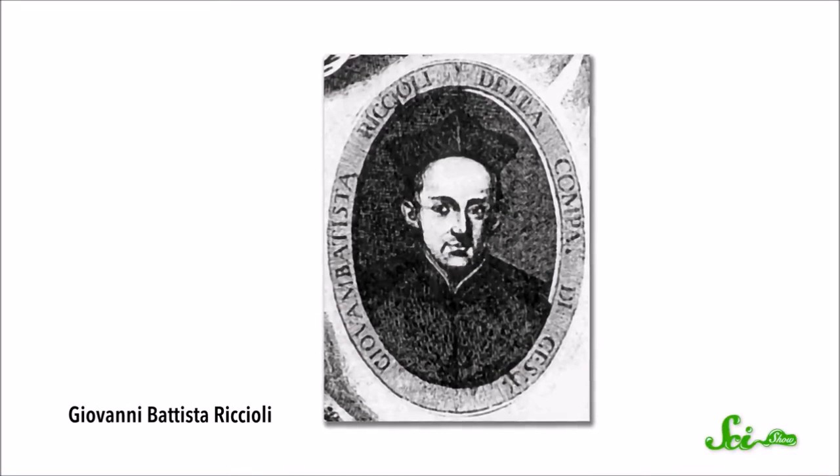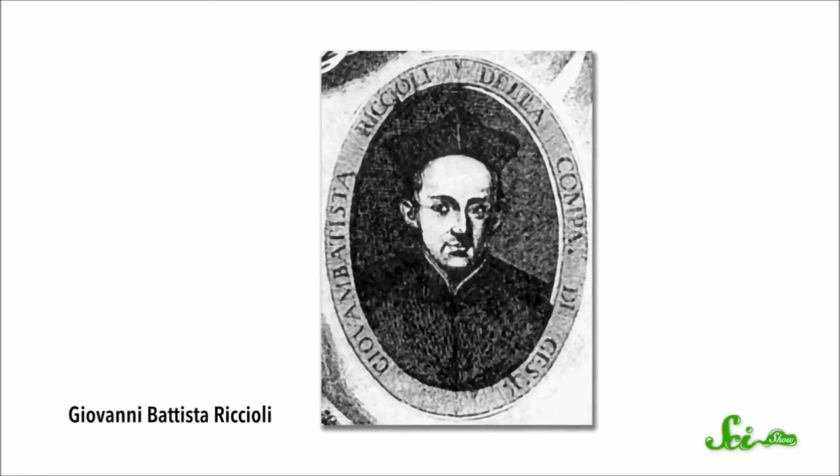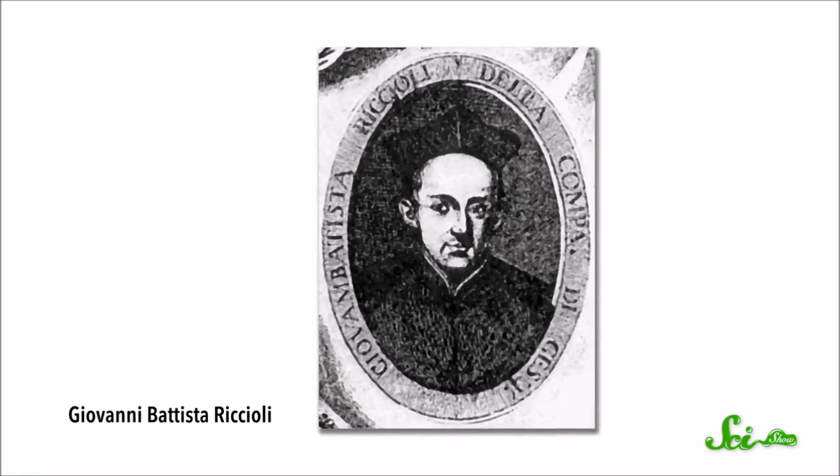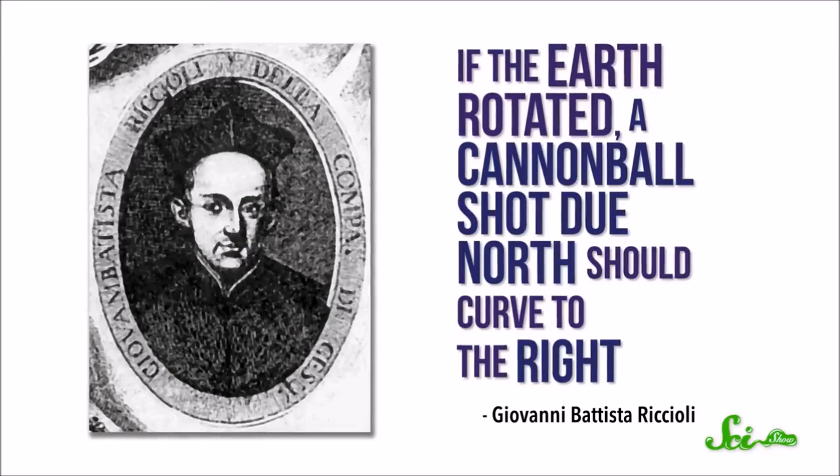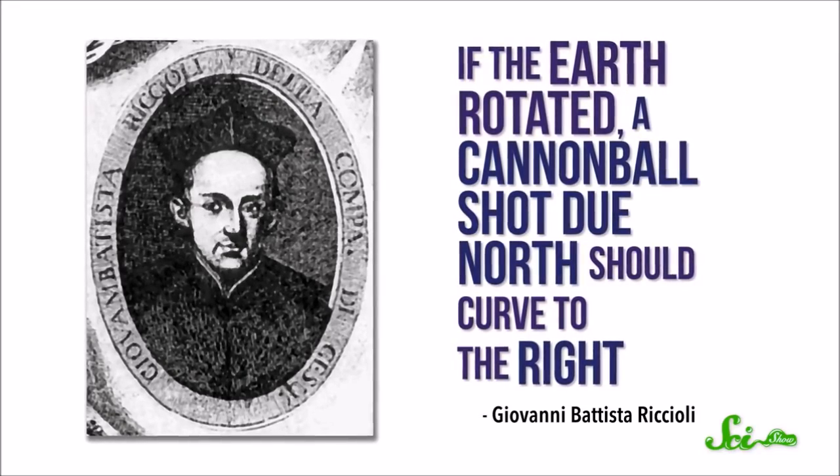Finally, in 1651, an Italian physicist named Giovanni Battista Riccioli had an idea. He wrote that if the Earth rotated, a cannonball shot due north should curve to the right. It sounds like a weird way to explain the Earth's rotation, but Riccioli was on the right track. If you did fire a cannonball north, it would curve to the right, because of what we now call the Coriolis effect, although it wasn't named that until 200 years later.